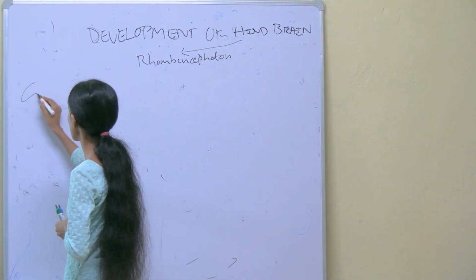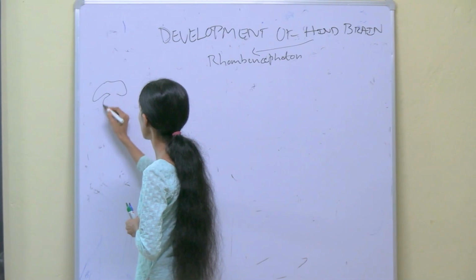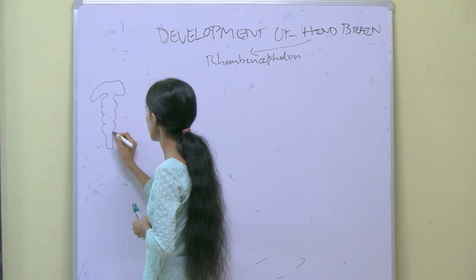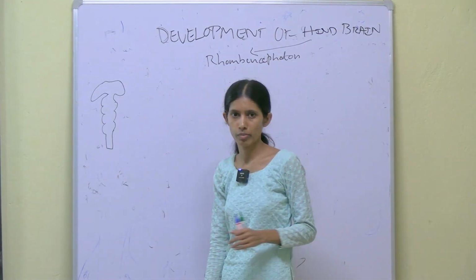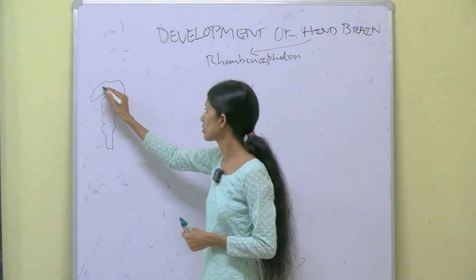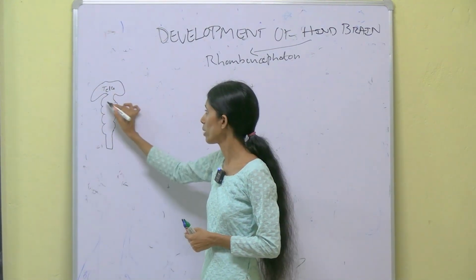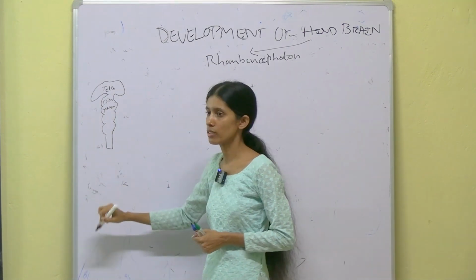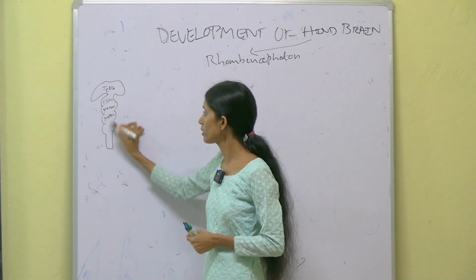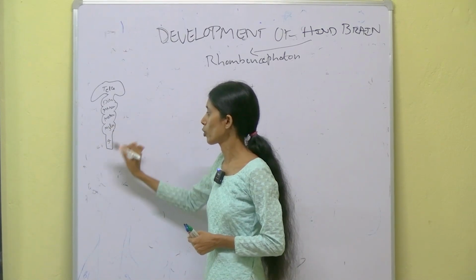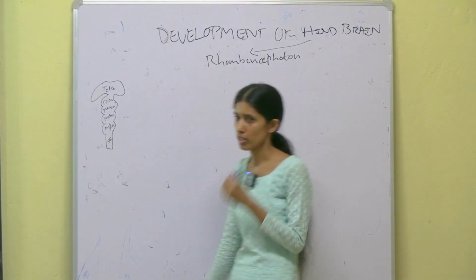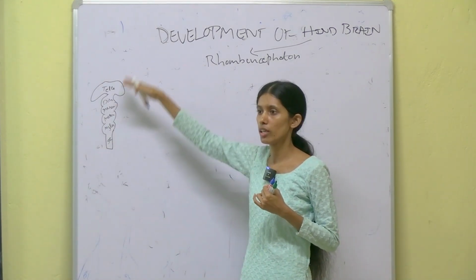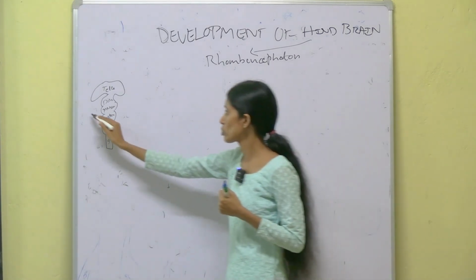What are the secondary brain vesicles? This is the telencephalon followed by diencephalon, then we have mesencephalon and next metencephalon and myelencephalon. This is going to develop as your spinal cord. Now we have already seen the development of spinal cord, so we will go from the below to the above structures. Now we have to study this part.